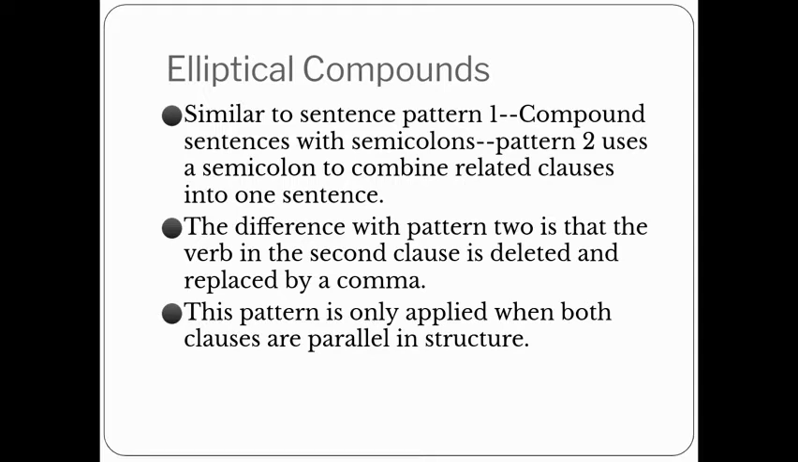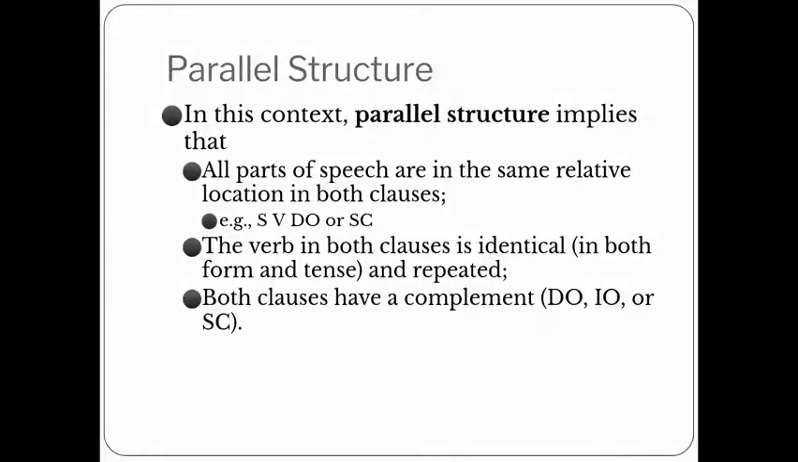This pattern can only be applied when both independent clauses are parallel in structure. So let's clarify what that means. Parallel structure implies that all parts of speech are in the same relative location in both clauses, meaning we're not talking about physically where it's located on the page, how many characters over from the margin. But it does mean that you have the same parts of speech in the same order. There's not different amounts of words in either sentence. There has to be the same number of words in both of those independent clauses. For example, and by the way, if you don't know, e.g. stands for, or can be translated as, for example. Subject, verb, direct object. That would be one clause. The second clause would also be subject, verb, direct object. Or, for example, you could have subject, verb, subject complement, and then subject, verb, subject complement.